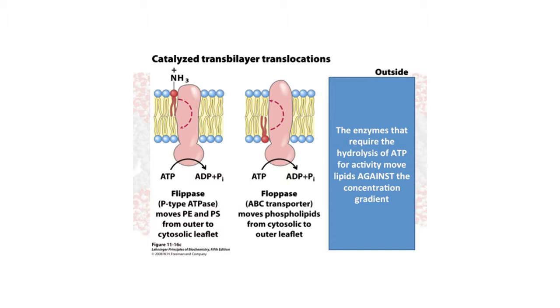But I do want to point out the fact that this flippase moves PE, which is phosphatidylethanolamine, and PS, phosphatidylserine, from the outside to the inside, and that's very important. That's the flippase. And once again, these are going against the gradients, and they require ATP.